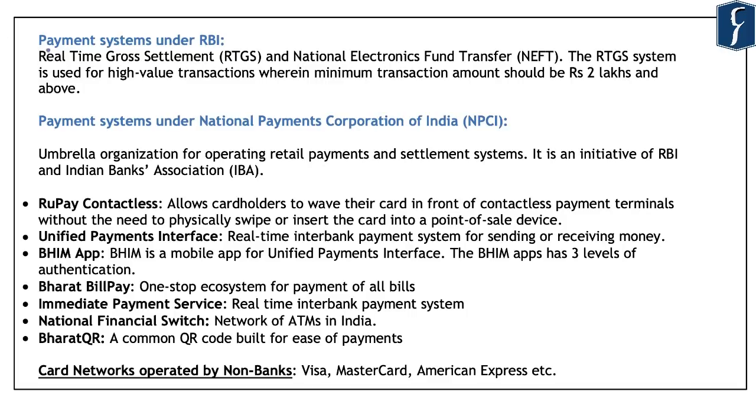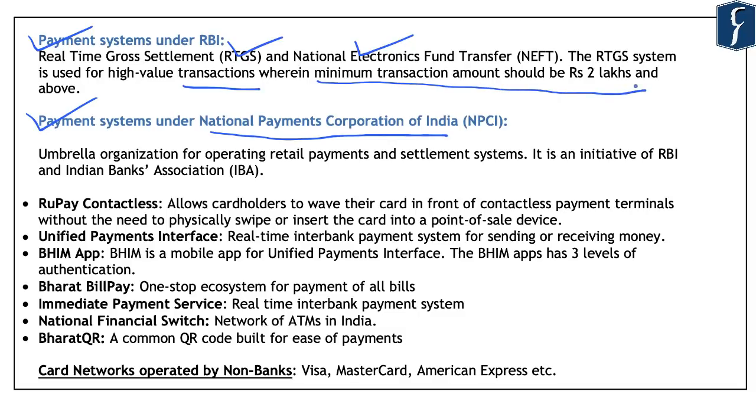Now in this context, some kinds of payment systems come under the RBI, while others are under the NPCI, or the National Payments Corporation of India. Now, regarding those payment systems that come under the RBI, they include the RTGS or the Real Time Gross Settlement System, and also the NEFT or the National Electronic Funds Transfer System. And the RTGS system is used for high value transactions, in which the minimum transaction amount should be rupees 2 lakhs or above.